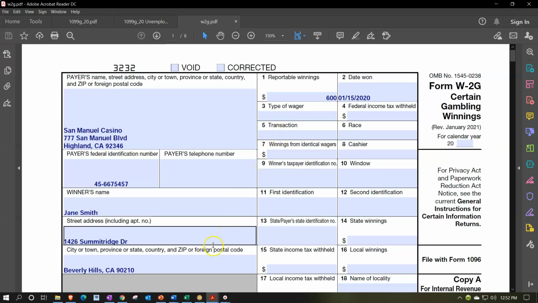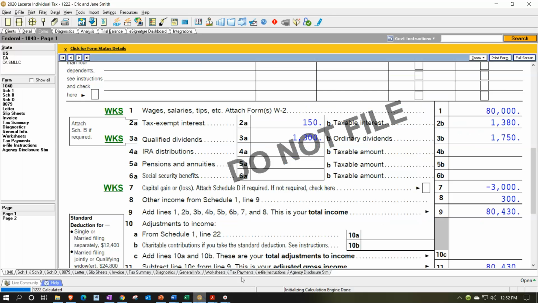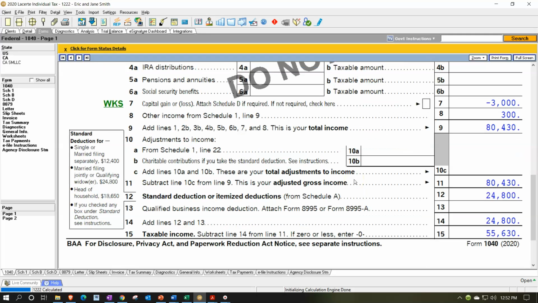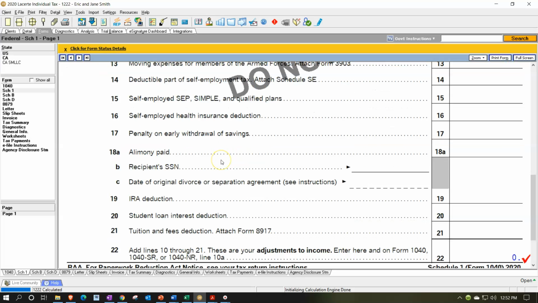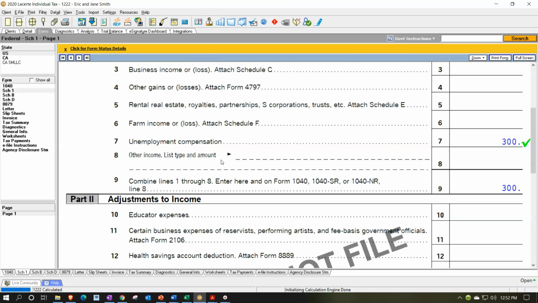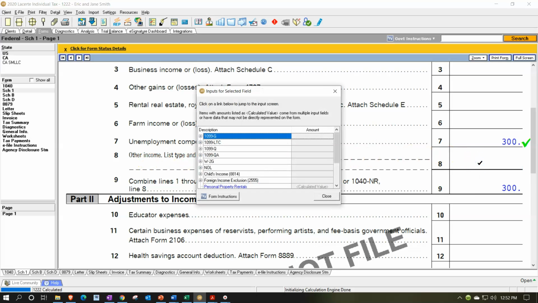So in any case, we'll go back over and say, all right, now we've got gambling. Where does that go here? So that goes into other. We'll put it up top in Schedule 1, and it's going to go into this other line. So other income on Schedule 1. I'm going to try to jump there in my software, because that's where I think it should go.